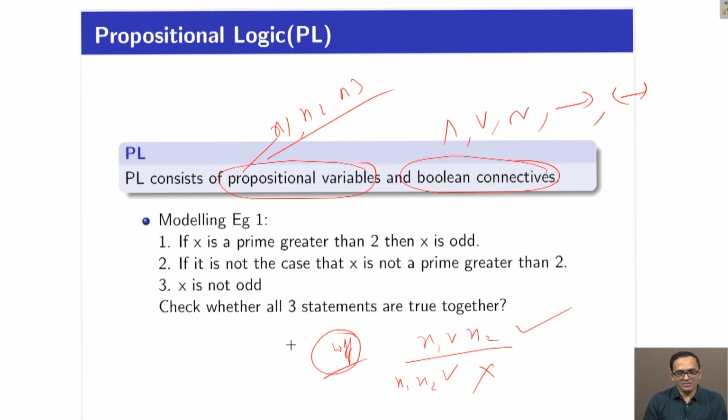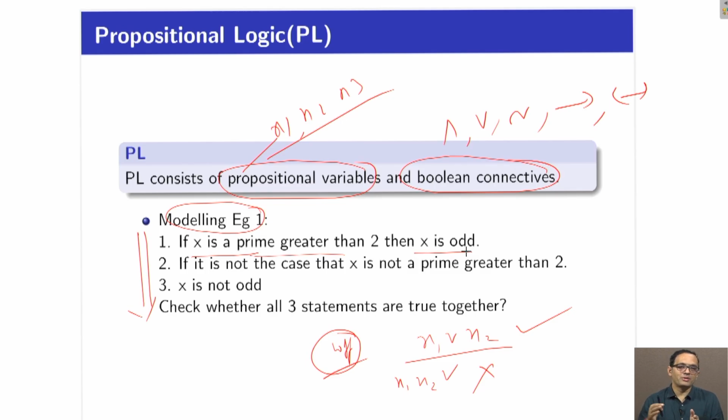So, now let us take an example in which you have a set of English statements, and I want to check whether these 3 statements are true together, okay. So, how can I model these English sentences or the logical statements in propositional logic? So, what you have here, I am saying that if x is a prime greater than 2, then x is odd, right. So, let us say I have an English statement, and which is true, right.